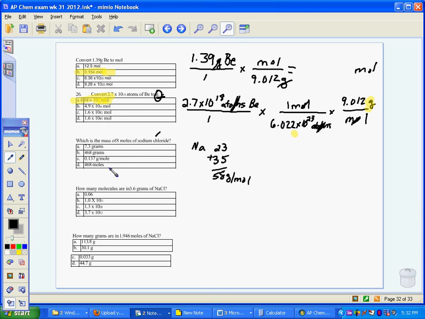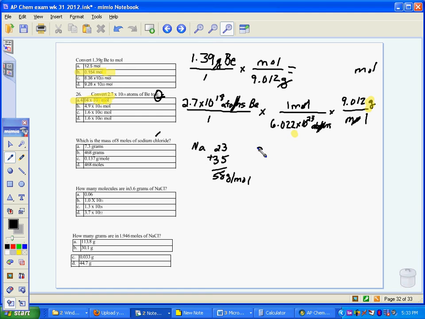Now, I look at my answers here. I do not have to be worried about significant figures because all my numbers are far away from each other. So significant figures is not a problem. I don't have to worry about all those little tenths and hundredths digits.